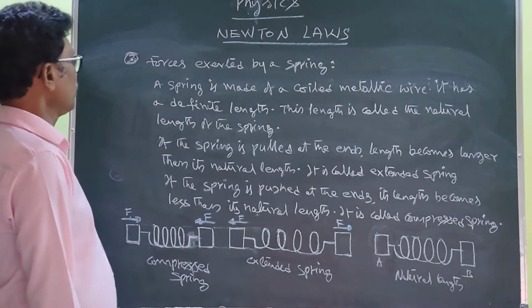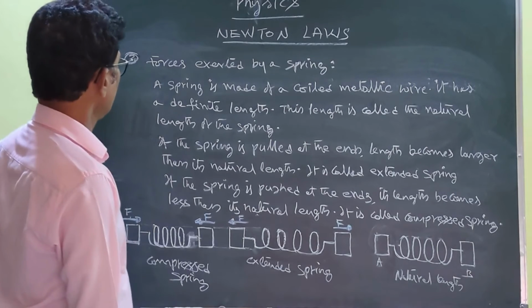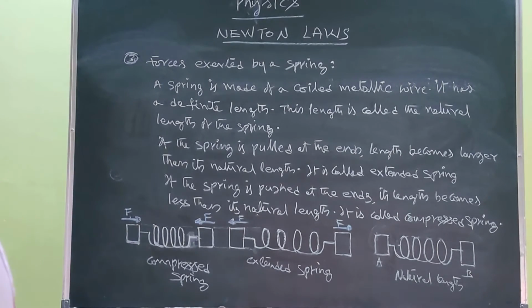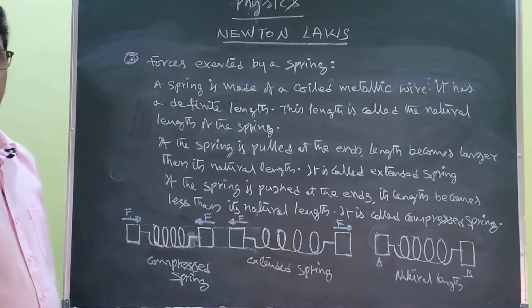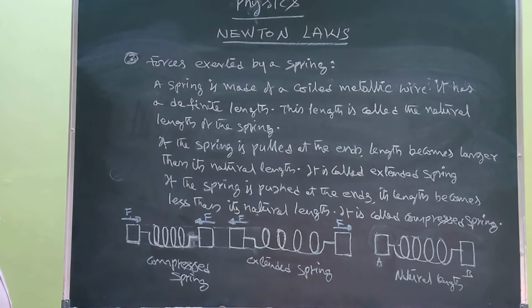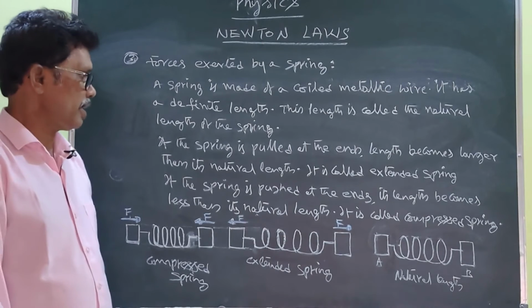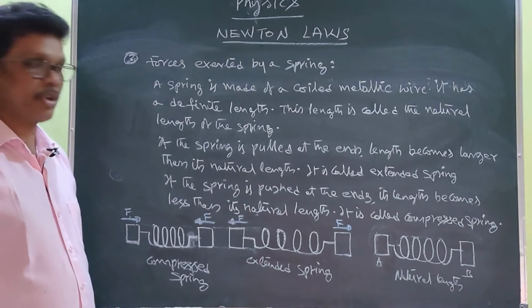Okay, students, next one now. Next, force exerted by a spring. A spring is made up of coiled metallic wire. It has a definite length. This length is called the natural length of the spring. When the spring is pulled at the ends, the length becomes larger than its natural length. It is called an extended spring. If the spring is pushed at the ends, its length becomes less than its natural length. It is called a compressed spring.